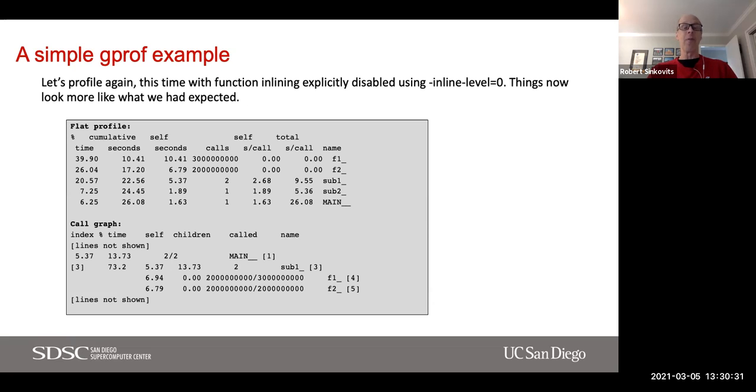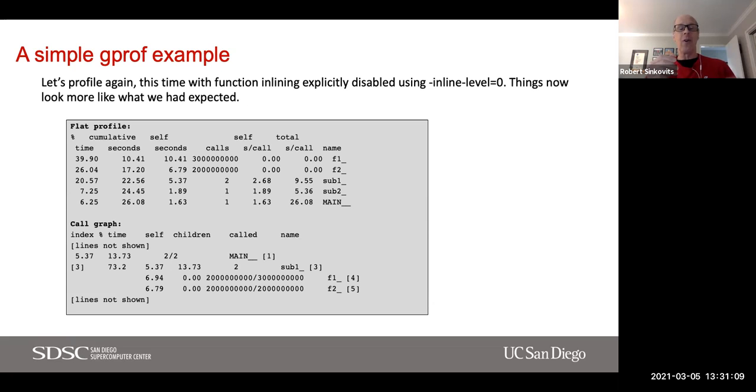So if I look at the flat profile, which is going to be at the top of the gprof output, you'll see that I spent 39% of the time in function f1, 26% of the time in function f2, 20% in sub1 and 7% in sub2. Now sub1 and sub2 really don't do very much. All they are is a wrapper to repeated calls to functions f1 and f2. But what you're seeing here is that there's a significant amount of function call overhead. And that's why these routines actually have a pretty significant usage.